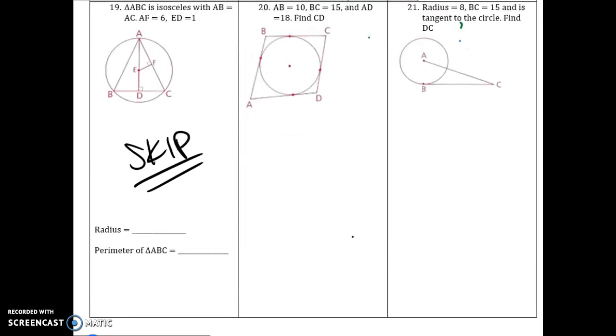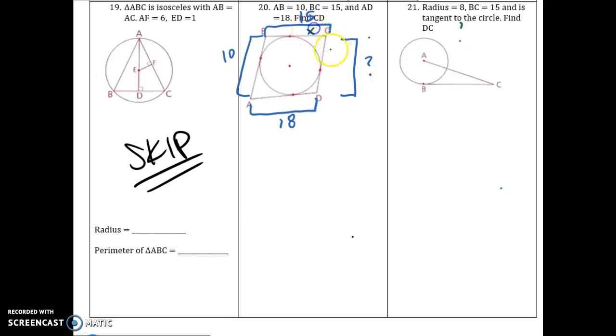All right, this next one is also a little tricky. Let's see. AB is 10. BC is 15. AD is 18. You want to find CD. So treat this kind of like the problem we just did.